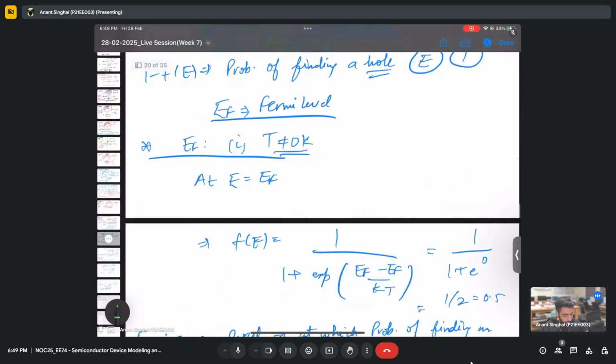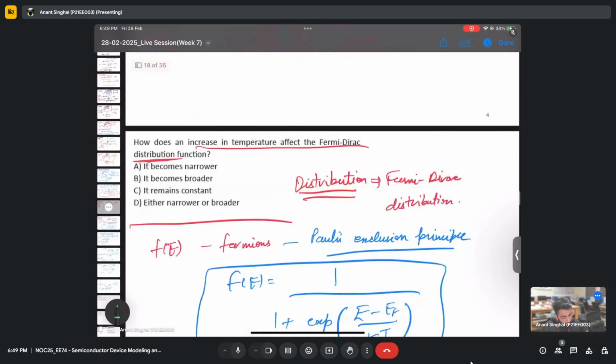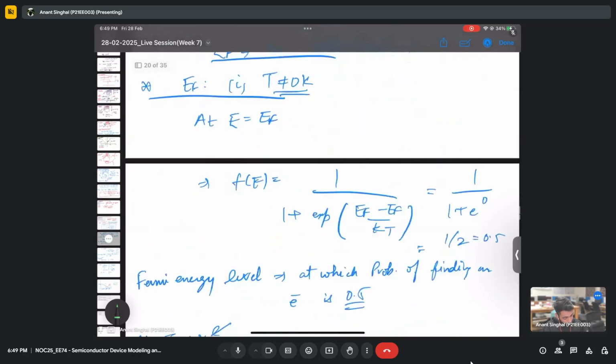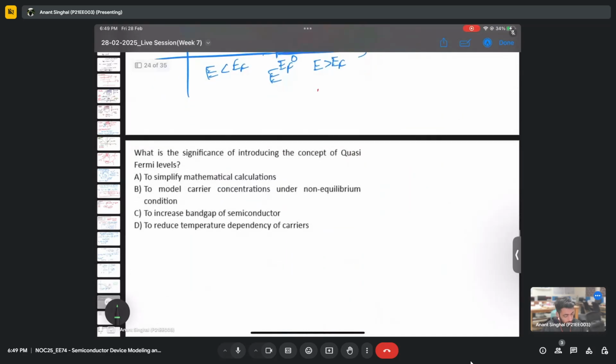So this was the whole question. This is the distribution that the model uses. The question states how does an increase in temperature affect the Fermi-Dirac distribution? So it becomes broader, right? So option B will be the correct answer. Yeah. So let's move ahead now.